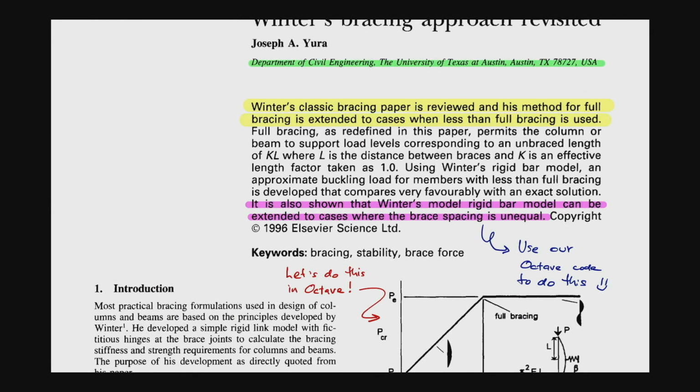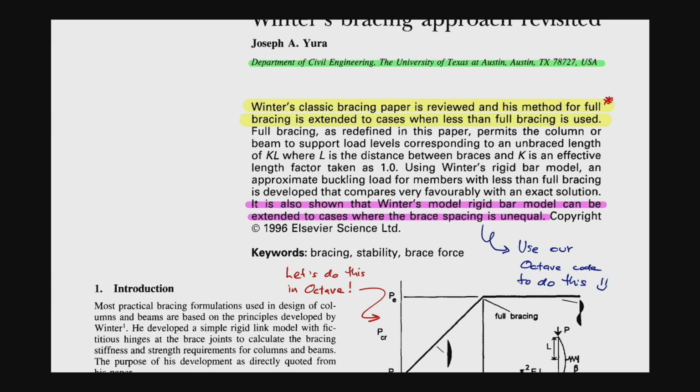Winter's classic bracing paper is reviewed, and his method for full bracing. The emphasis is going to be here at the full bracing. We need the bracing that enables the column to develop the full load, and full buckling load means that between two supports it is going to form the half sine curve buckling. It's extended to cases when less than full bracing is used.